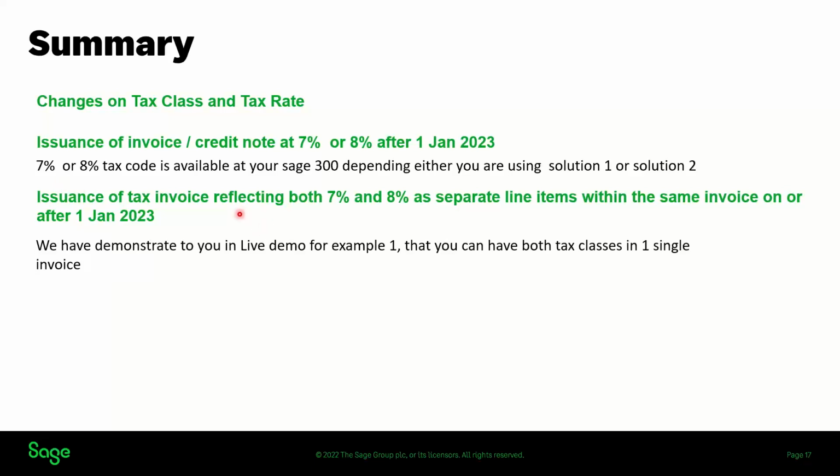And issuance of tax invoice reflecting both 7% and 8% as separate line items. Again, I have demonstrated to you that both tax classes are available in your system. Whether you are choosing option number 1 or option number 2, you can always select which option, which rate you want to charge on your invoice.